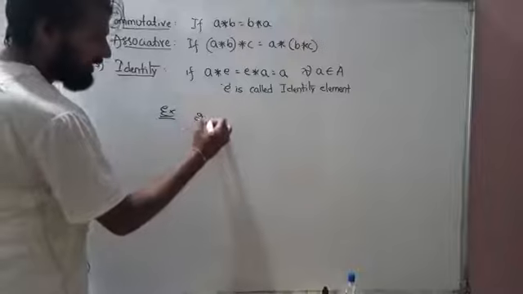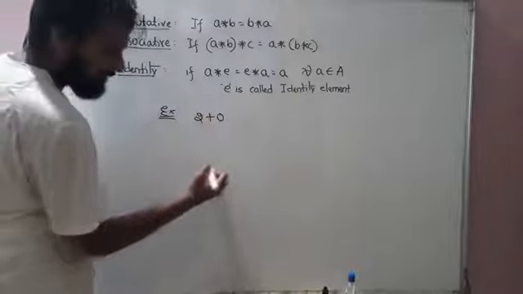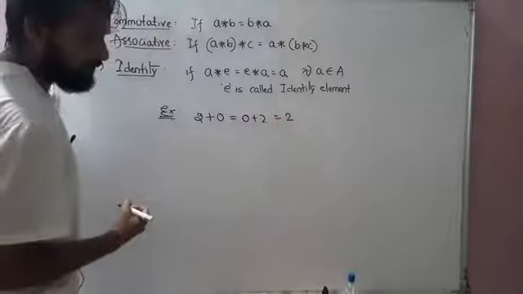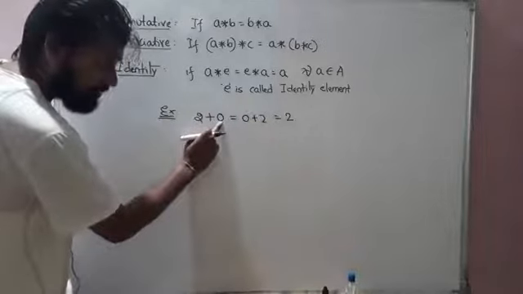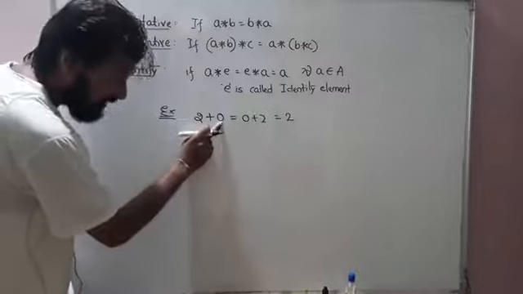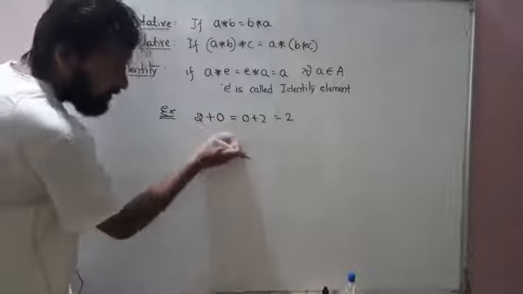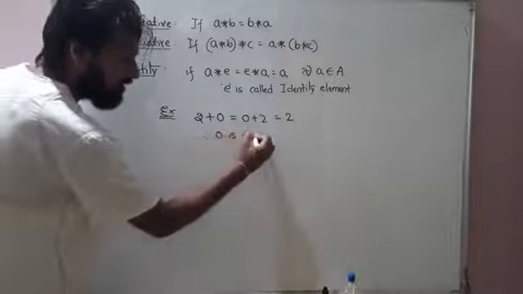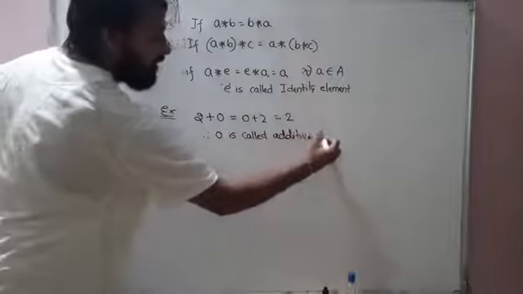You take any element and you add it with 0. I hope you're understanding. Or 0 with 2. You always get 2. See, 0 is such an element. In addition, listen to my words carefully, 0 is such an element. In addition, you add any element to that, you will always get the same thing back. So therefore, 0 is called the additive identity.